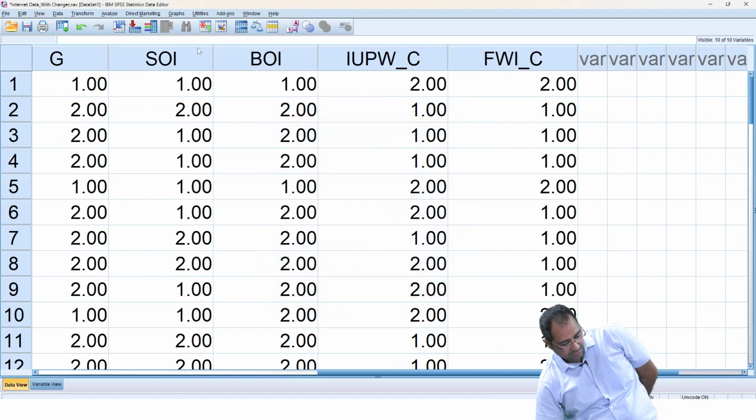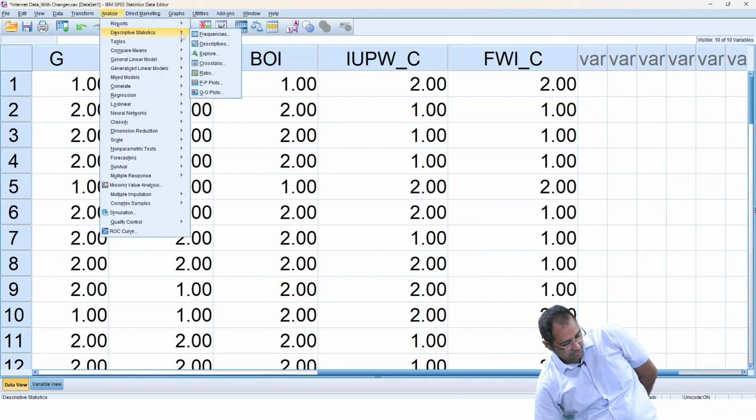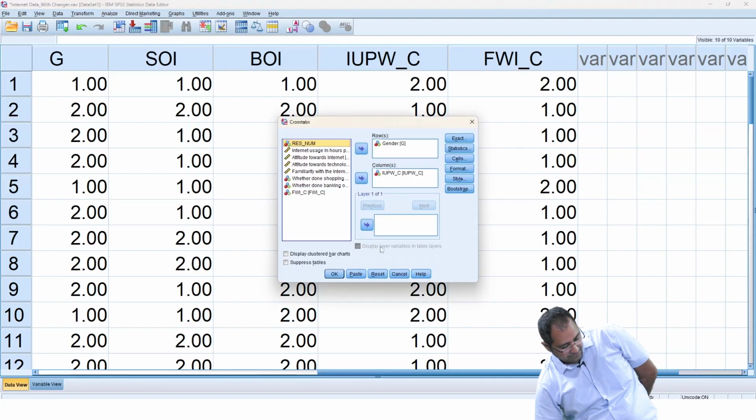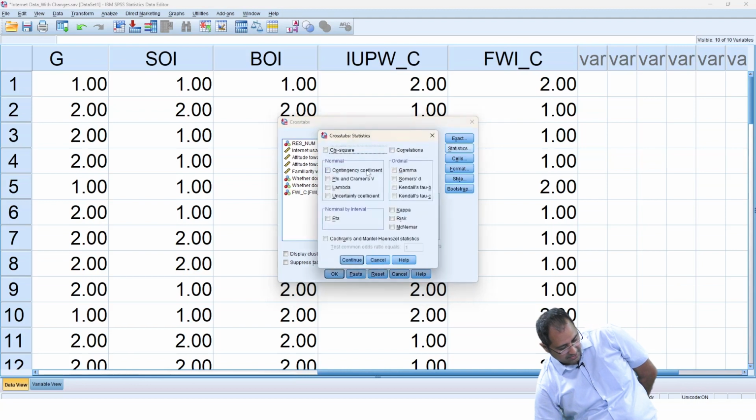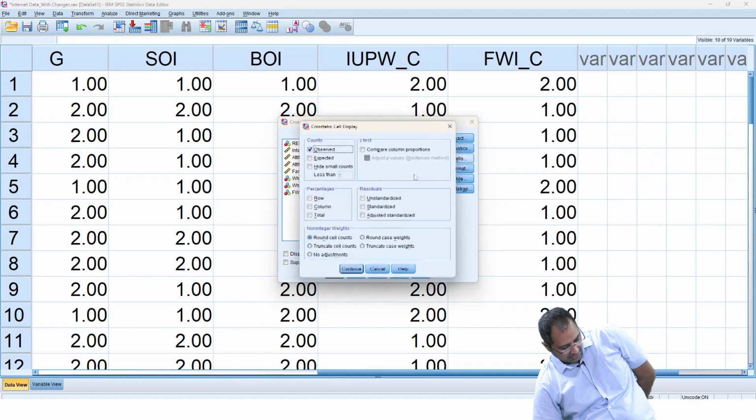Oh, sorry, column. Column should be gender. Yes. So descriptives, cross tabs, reset. Column is gender. IUPW here. Statistics, we will put chi-square and click on. This is fine. Chi-square is fine. In cells, percentages.